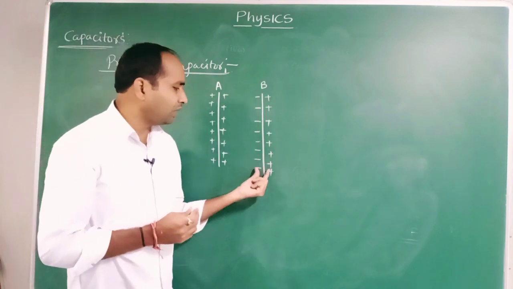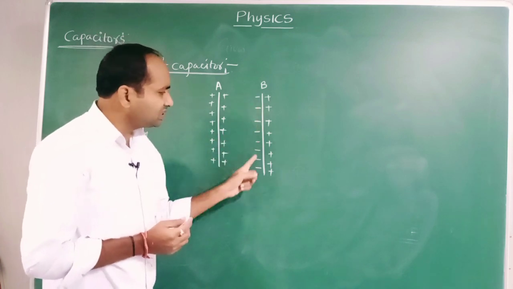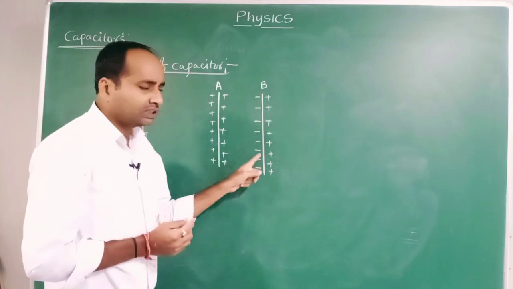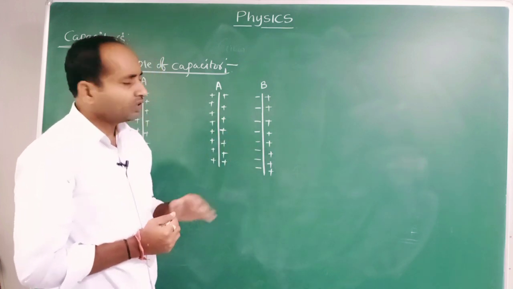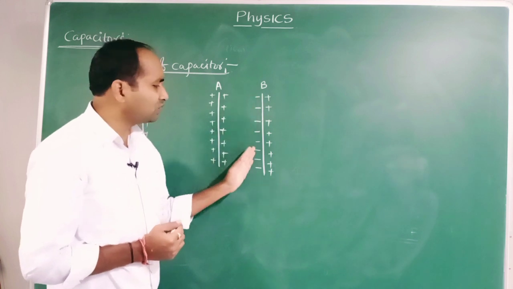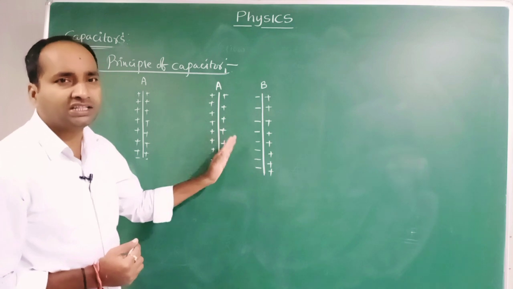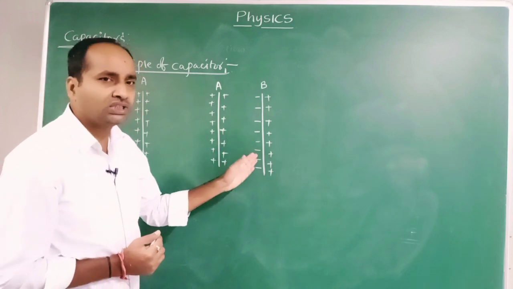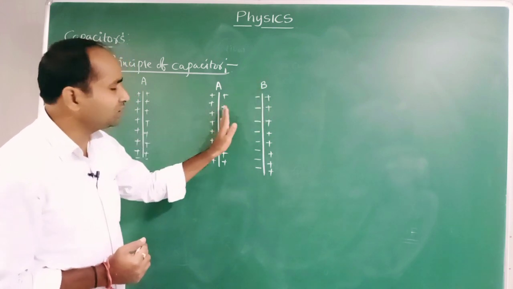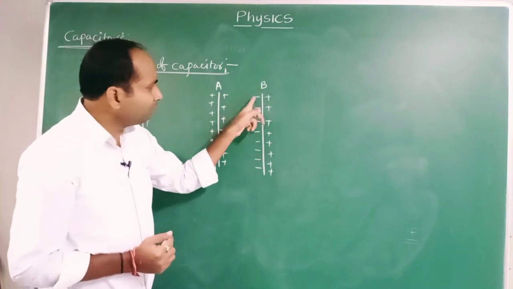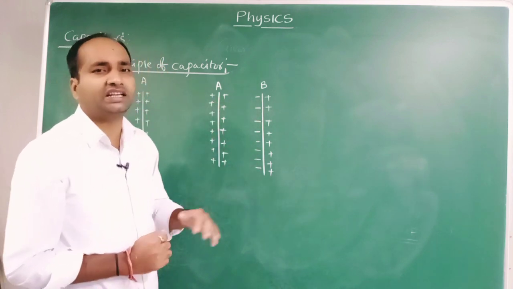Whenever we bring conductor B closer to A, due to the induced negative charge of conductor B, the potential of A will decrease, because this is a low potential and this is a high potential. If there is no negative charge, the potential value remains constant. But due to the negative charge, the potential of A will decrease.